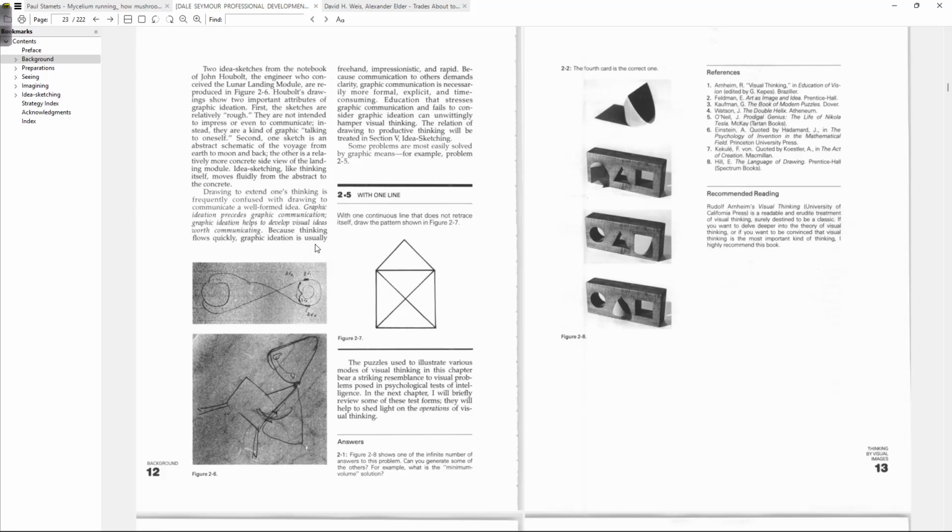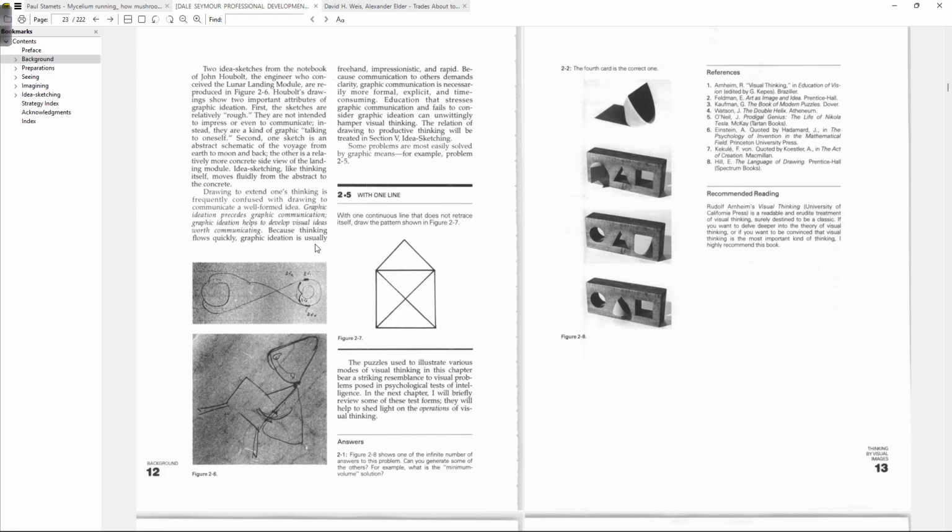The puzzles used to illustrate various modes of visual thinking in this chapter bear a striking resemblance to visual problems posed in psychological tests of intelligence. In the next chapter, I will briefly review some of these test forms. They will help to shed light on the operations of visual thinking.